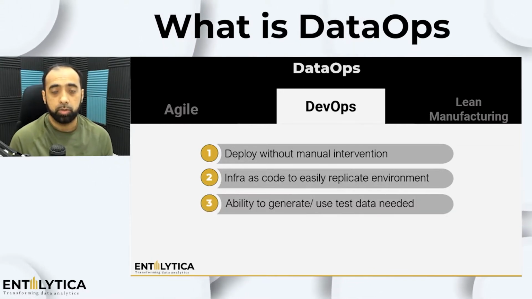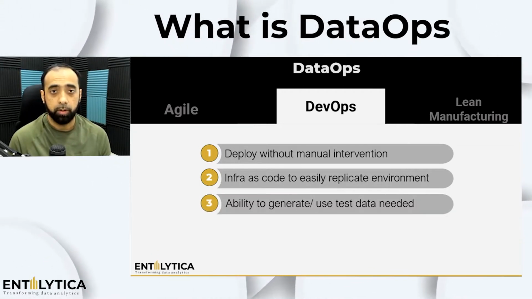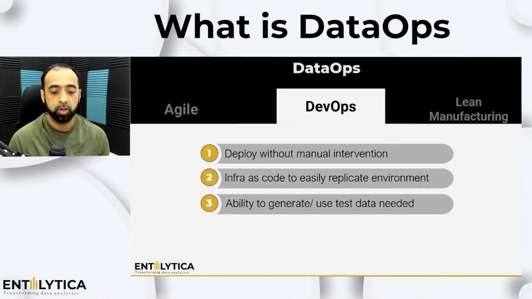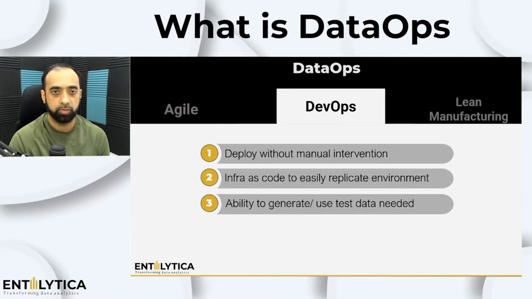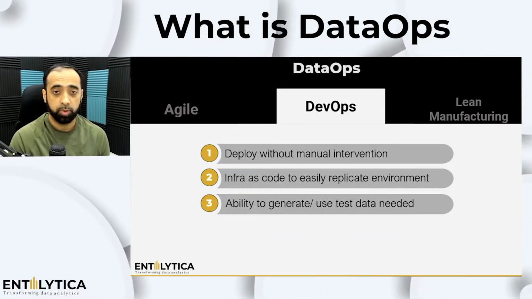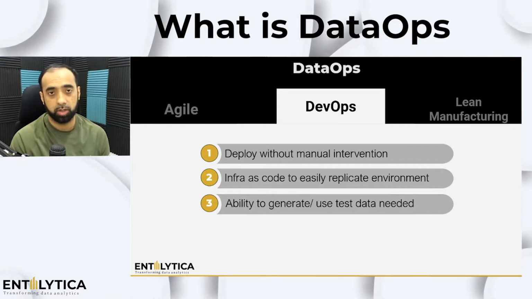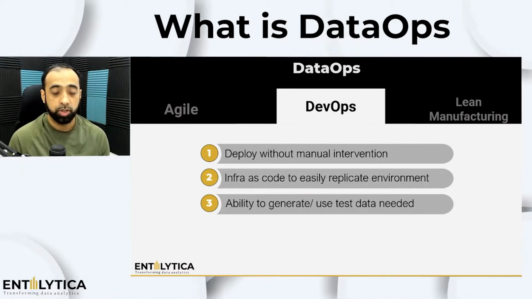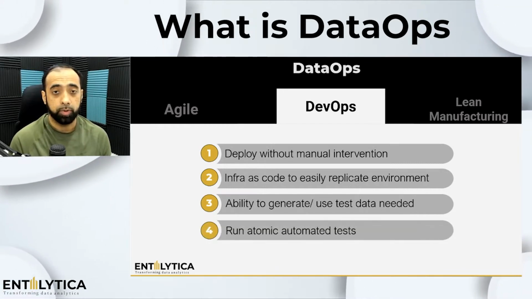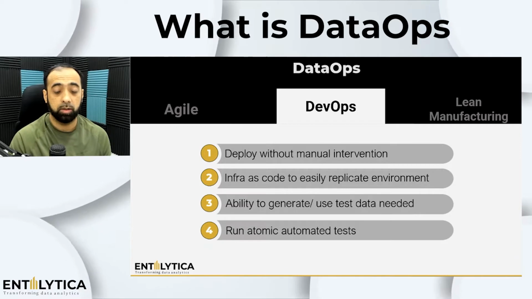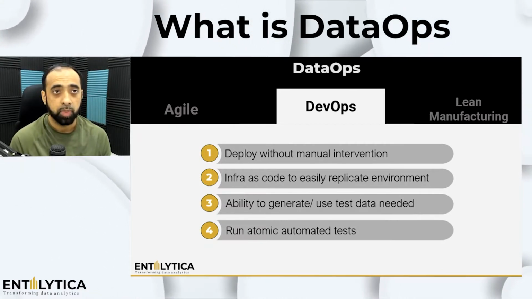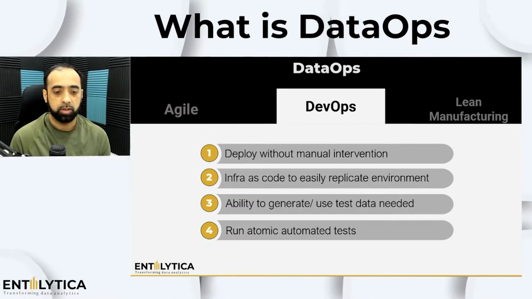The ability to generate test data needed. In a lot of analytics solutions, of course, the biggest ingredient is data, and you need a lot of different varied sets of data to see if your analytics solution is performing well in a lower environment, in a non-production environment. So the ability to generate that data and reuse it is extremely important, without which teams often take a lot of time in just creating the data they need to validate their solution. Run atomic automated tests. Now this is really crucial.